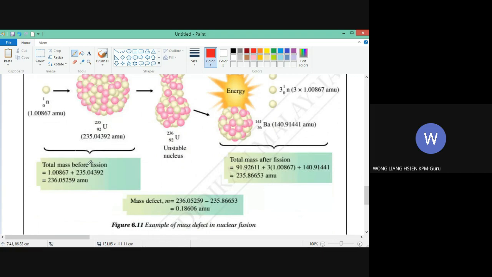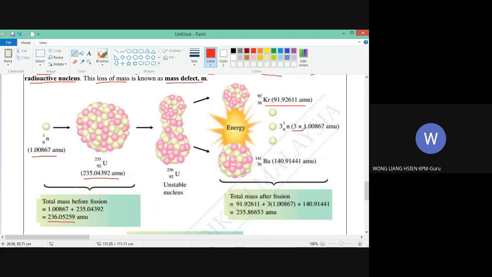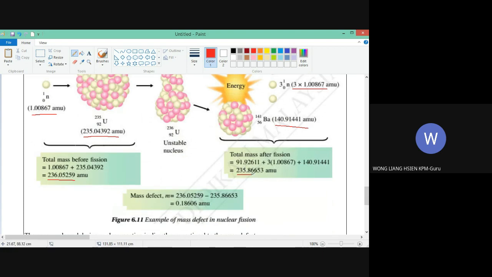Okay, so we see here the total mass before fission, this plus this, gets 236.05259 atomic mass unit. And then the total mass after fission is this plus this plus this. All these three added together, you get 235.86653, which is less than this one. You see or not? This is 236, this is 235. So some of the mass is lost. Don't know gone where already.